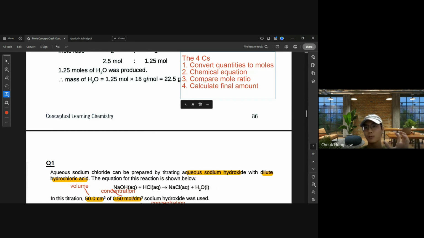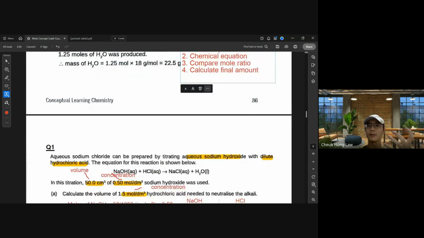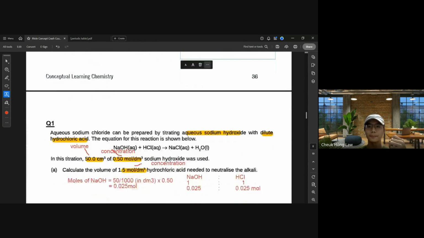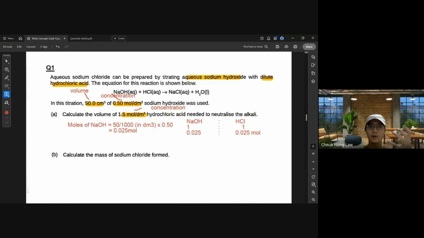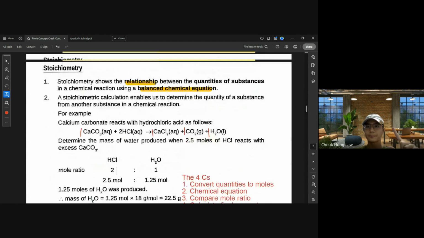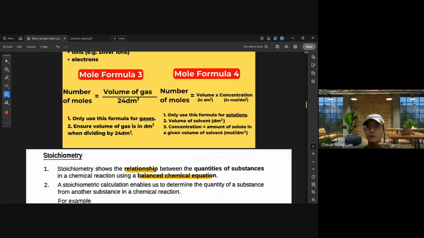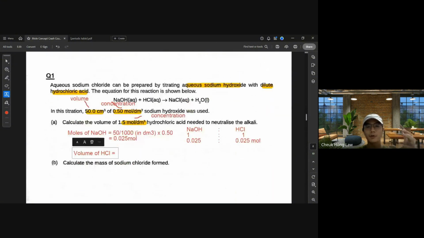Now that you have done comparing the mole ratio, you can finally calculate the final amount, which is usually what the question is asking for. So they want me to calculate the volume of 1.5 mole per dm cube hydrochloric acid. So they gave me concentration, they gave me the number, I found the number of moles. So this is mole formula 4. Number of moles equals volume times concentration. But now I'm not finding number of moles. Now I'm finding volume. So how should I change the formula such that it is correct?